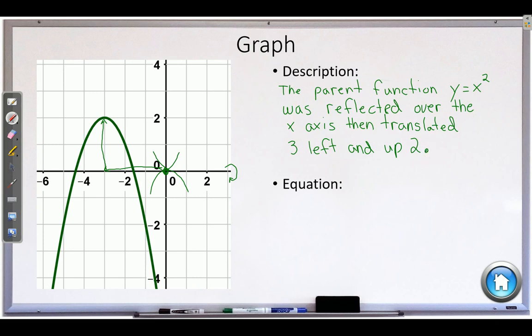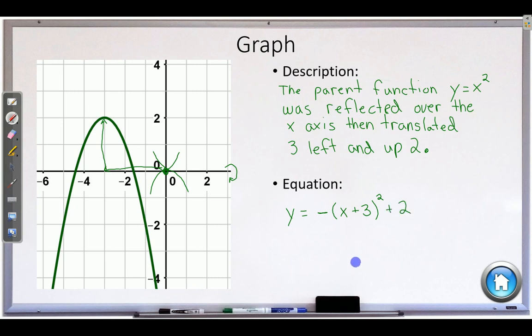All right, we have our description. We described the transformation that we saw here. Now let's write the equation. So we were reflected over the x-axis, so that means there's a negative in front. We were translated 3 to the left, so that will be x plus 3 on the inside. Remember, it's a plus because we are going to the left. That's a little counterintuitive. Square it, that gives us our parabola, and then we were moved up 2, so plus 2.